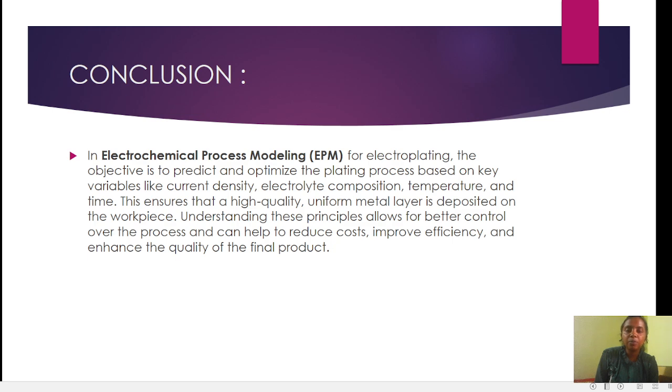In electrochemical process modeling for electroplating, we mainly depend upon factors like current density, electrolyte composition, temperature, and time. It is also helpful in reducing the cost and improving the efficiency, and the quality of the product will also be increased.